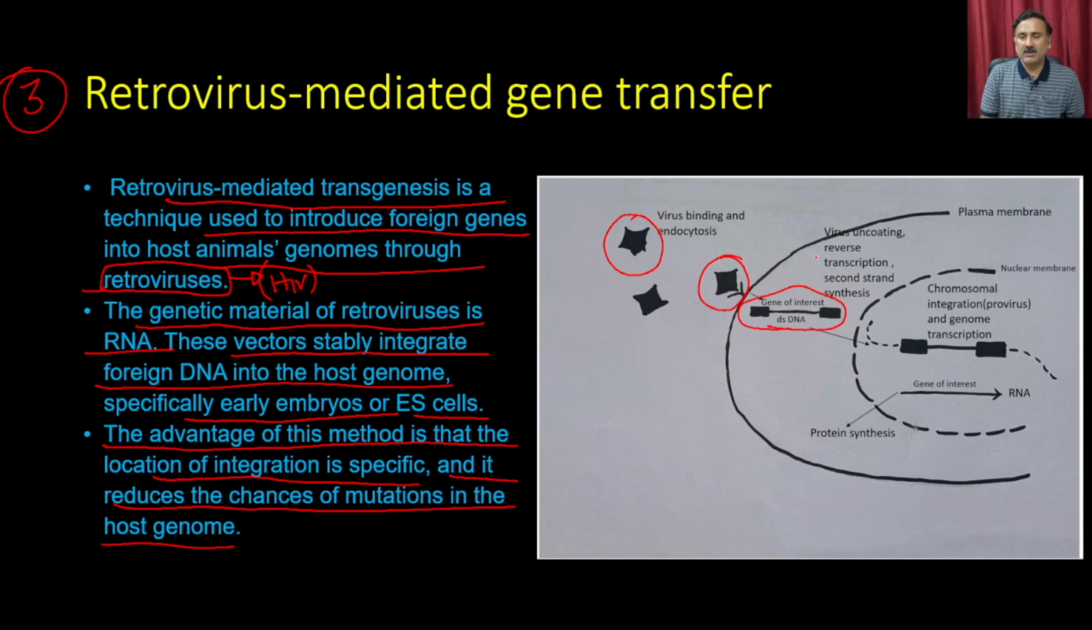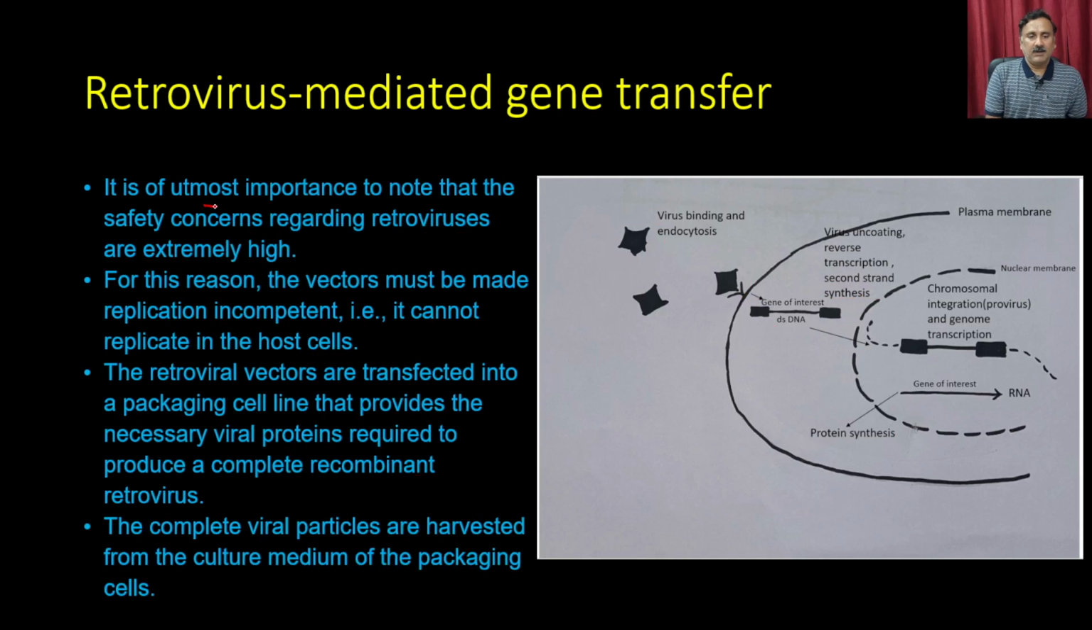Virus uncoating, reverse transcription, and second strand synthesis all happen by the machinery of the retrovirus, and ultimately it gives you the gene of interest, which is integrated into the genome, and that is how you get protein synthesis. It is most important to note that the safety concerns regarding retroviruses are extremely high. For this reason, the vector must be made replication incompetent. It cannot replicate in the host cells.